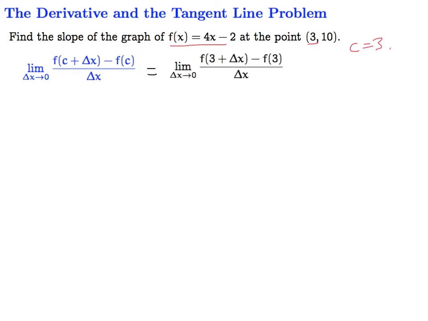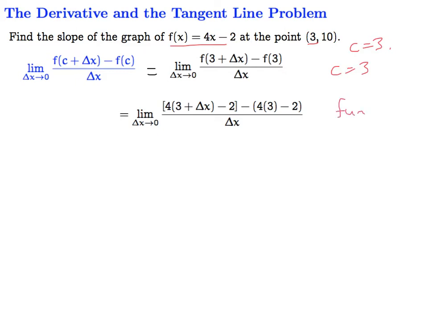So the first thing is we put c equals 3 into our definition. The next thing we want to do is use our particular function f of x. Here I've taken 3 plus delta x and put it into my function, so I've replaced each x in it with 3 plus delta x. So I've got 4 times the input 3 plus delta x, minus 2. In the second one, I've put 3 into my function, so I'm going to subtract 4 times 3 minus 2.